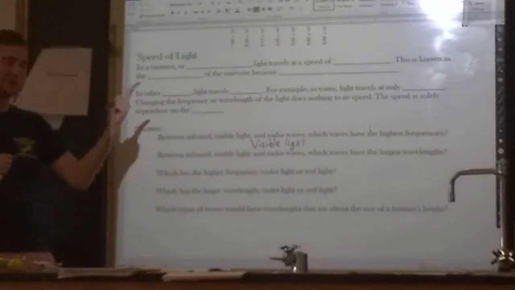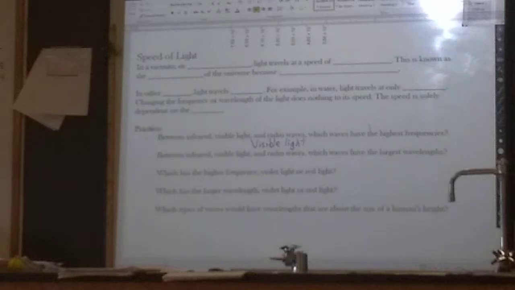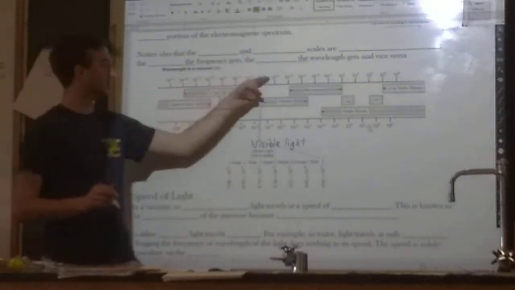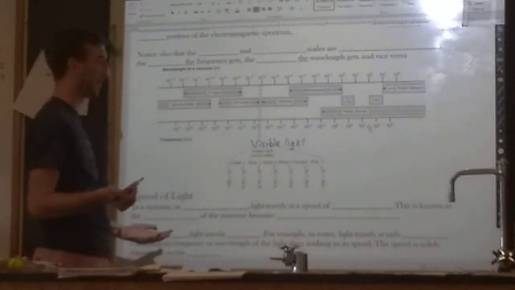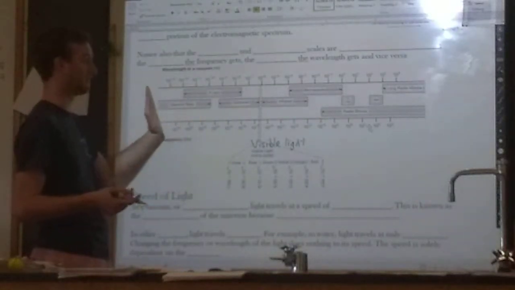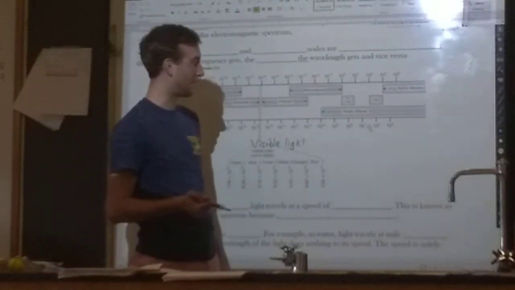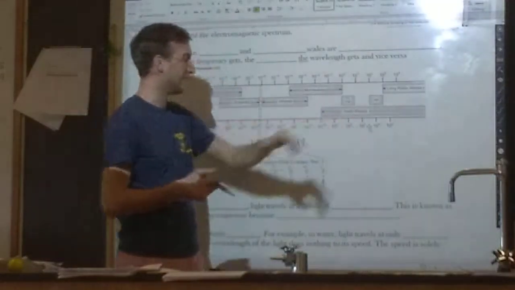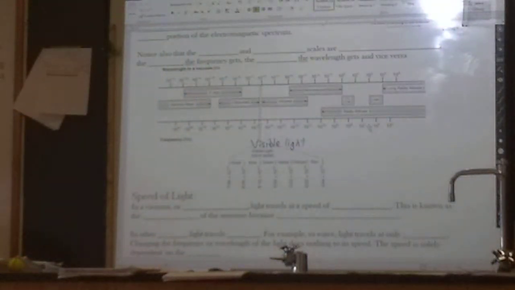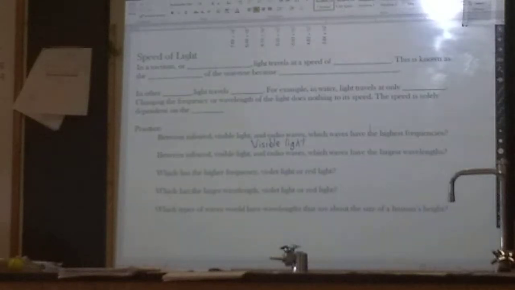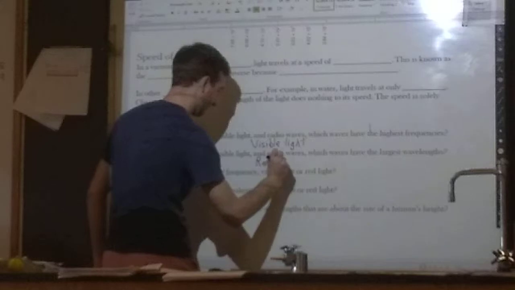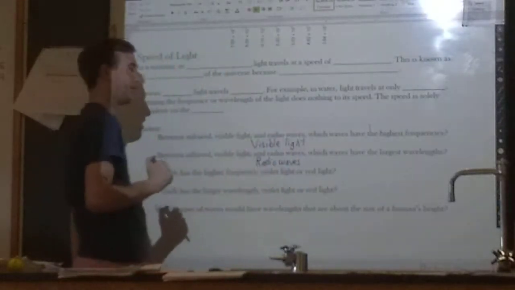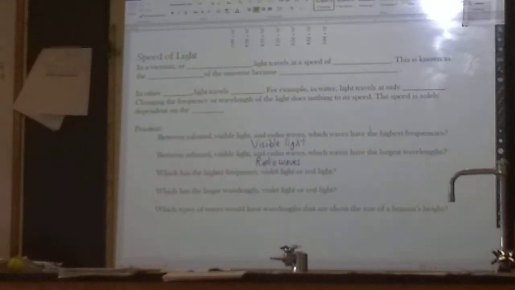Same question. Between infrared, visible light, and radio waves, almost the same question, which have the highest wavelength? Wavelength is this axis. Wavelength increases as you go to the right. So which one is farthest to the right? Okay, the frequency, we need the one farthest to the left. For biggest wavelength, you need the one farthest to the right. That would be radio waves. Okay, so radio waves have really big wavelengths. Visible light has very high frequency, at least of those three.